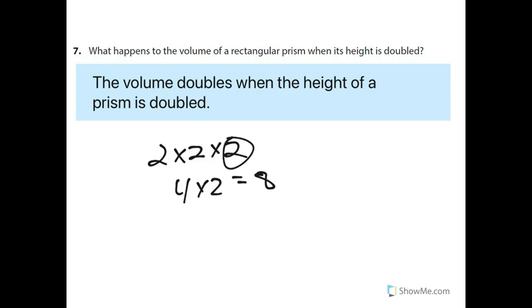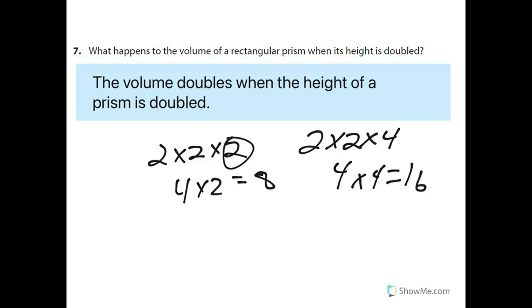Well, let's take our height here and multiply it by 2 and double it. So we got 2 times 2 times 4. We've doubled the height. Well, now we've got 4 times 4. That's going to be 16. See? It doubled. So the volume doubles when the height of a prism is doubled.